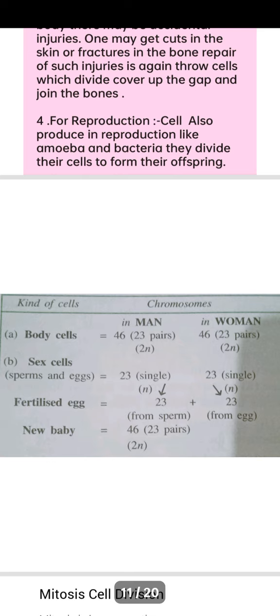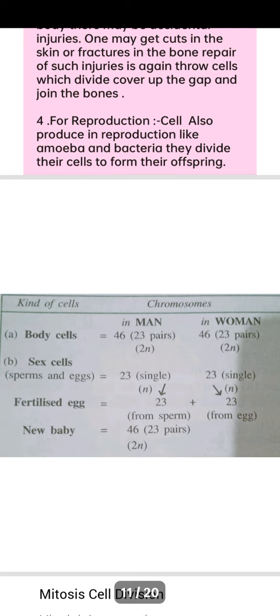So in male, obviously there will be 46 chromosomes. It means we have 23 pairs of chromosomes and 46 total chromosomes in man and in female also. In male and female we have the same number of chromosomes. In man we have 23 pairs of chromosomes, and in women also we have 23 pairs of chromosomes. Total 46. So let's say these are 2n.